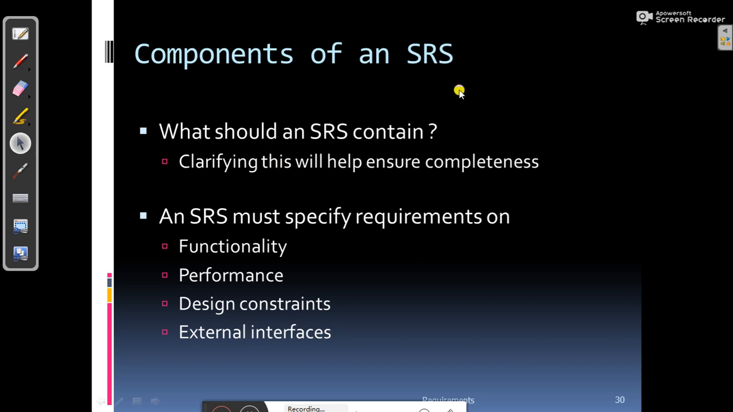So components of an SRS, like what should an SRS contain, clarifying this will help ensure completeness. An SRS must specify requirements on functionality, performance, design constraints, external interfaces. Like what are the functionality of your project, what are the performance of your project, what are the design constraints, what are the issues and challenges you are facing during the design process of the software or the system, or what are the external interfaces, like through which the user will interact. It might be input or it might be output.